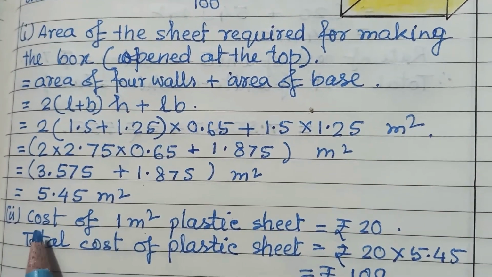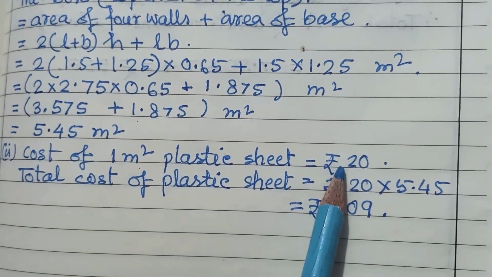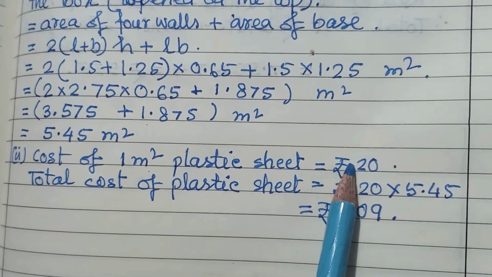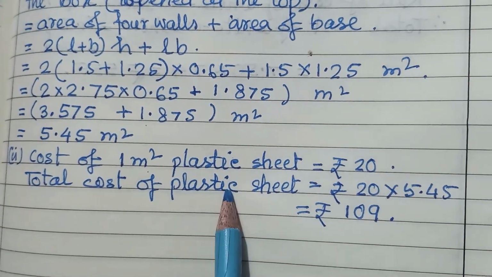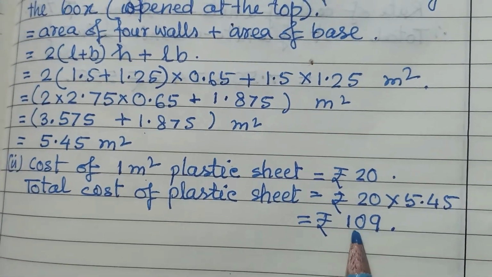The cost of 1 meter square plastic sheet is rupees 20. It is the rate of cost. So rate of cost into area is the total cost. Rate of cost into area is 109 rupees.